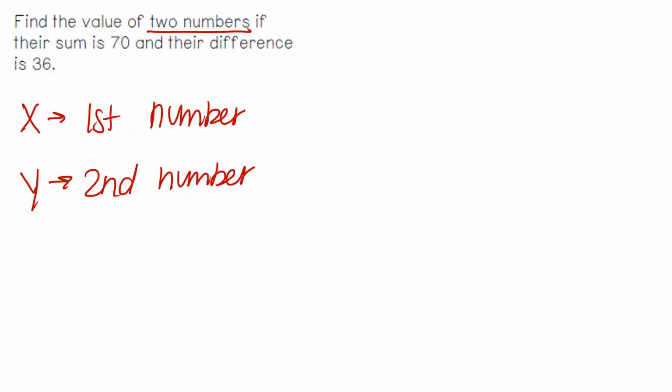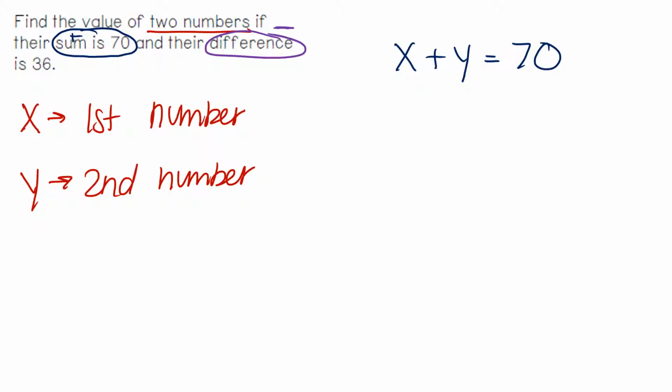When we write the equations, it says the sum is 70. Sum means add, so we're going to add the numbers, and the sum, the answer, is 70. The difference means minus, so when we subtract the numbers, the answer is 36. You can choose if you want to use the substitution or elimination method. Whichever method you use, you should get the same answer.